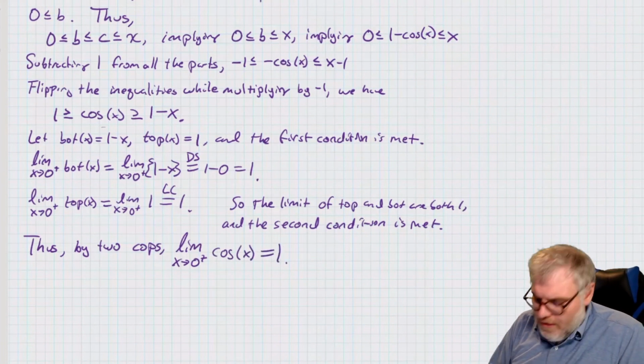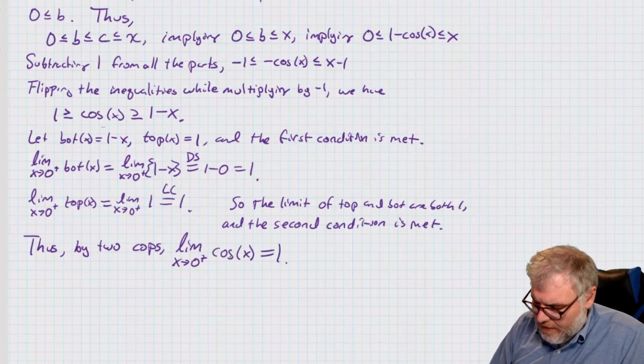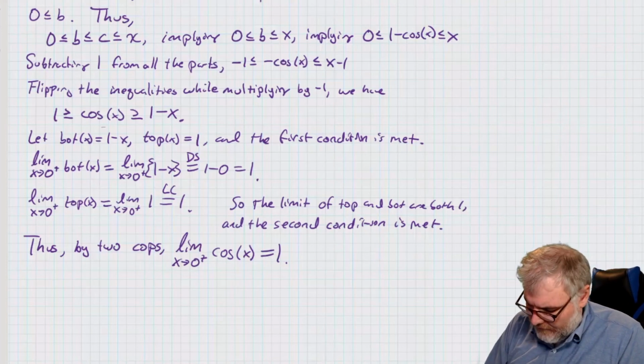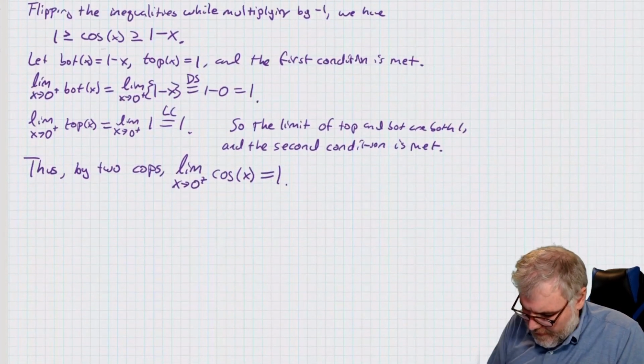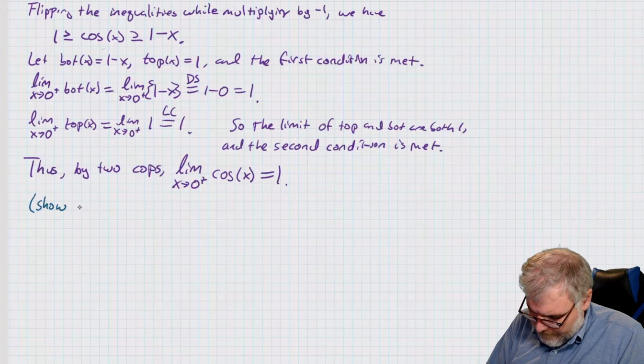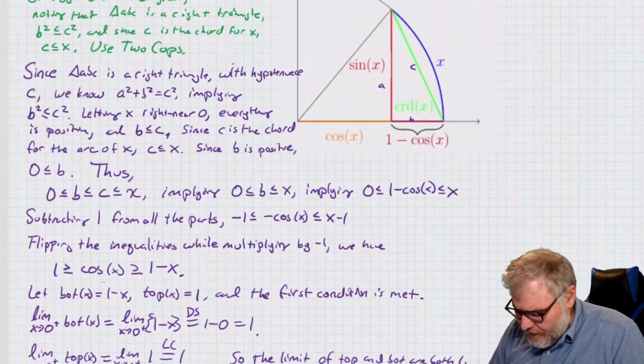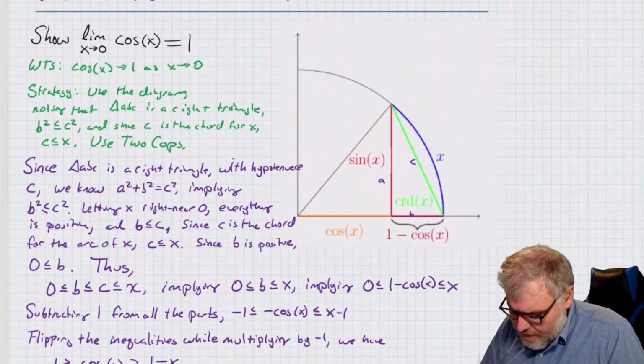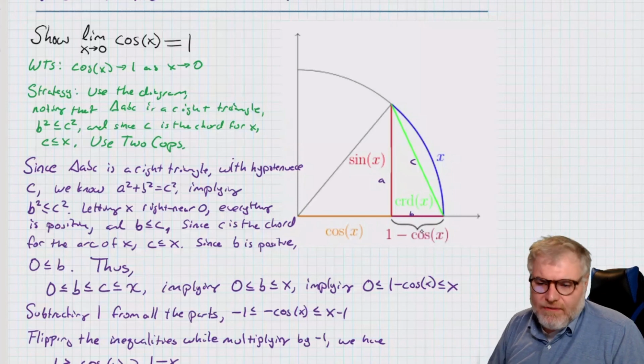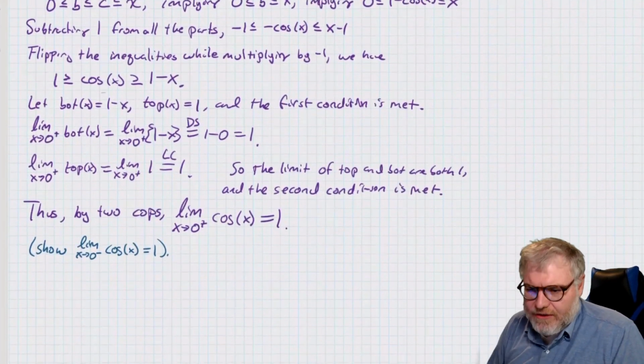Okay, so I showed here that the limit as x goes to 0 of cosine of x equals 1. I'm leaving it as an exercise for you to show the rest. So that's just left as an exercise for the reader. Okay, so what we've shown actually is that this works if I'm coming from the right. Showing it works from the left is something you can do on your own.